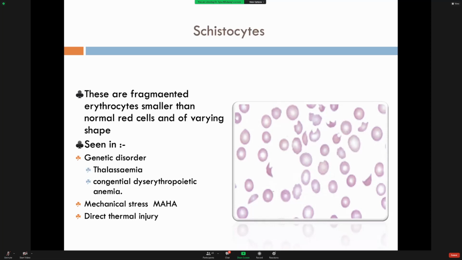Schistocytes, the common differential diagnosis if you are asked is TTP and HUS. Of course all of them belong to MAHA. MAHA is a big category called microangiopathic hemolytic anemia, but TTP and HUS are the top two differential diagnoses. When you see schistocytes you have to think about these two differentials. Also if a patient has cardiac valves, sometimes if there is leaking in the cardiac valves, mainly aortic, it can cause schistocytes. Also in preeclampsia and eclampsia, burns, thermal injury, and a lot of medications like quinine, but you are not required to memorize all of these. If you say one or two, TTP and HUS are enough.